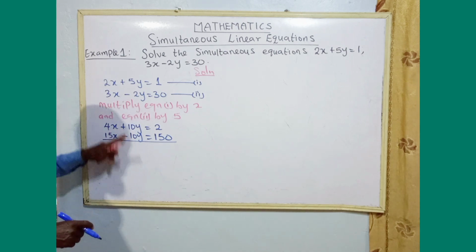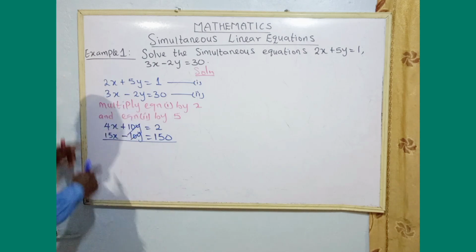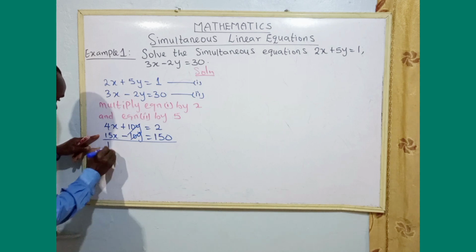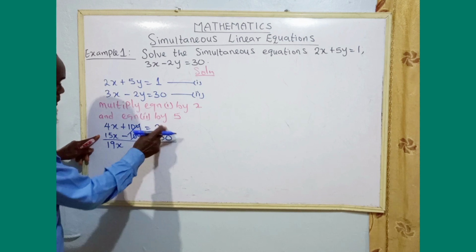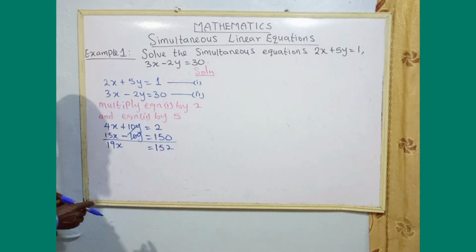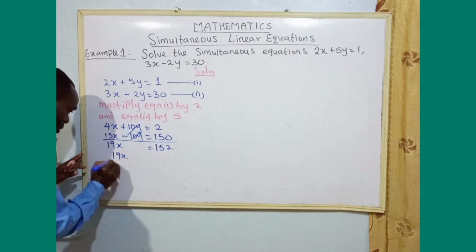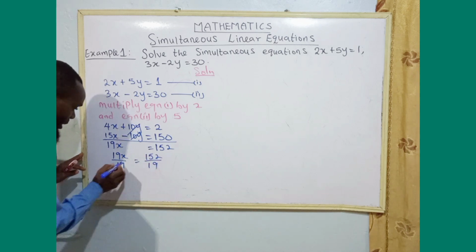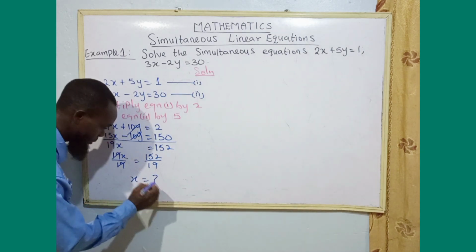Now this is plus 10y minus 10y. So plus 10 minus 10 cancelled out. This is plus 4x plus 15x. Plus 4 plus 15, we have 19. Then in terms of what? 19x equals 2 plus 150, we have 152. So the next step is to divide both sides by 19. So I have 19x over 19 is equal to 152 divided by 19. 19 goes in 19. x equals, we have 8.